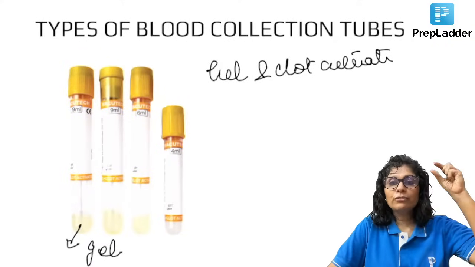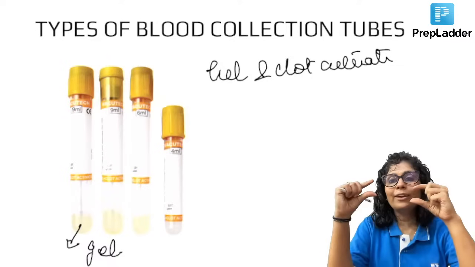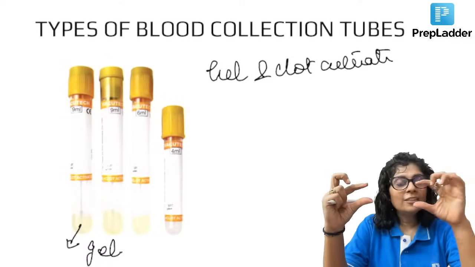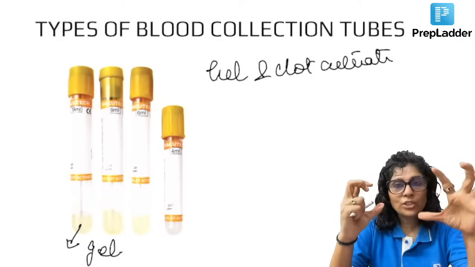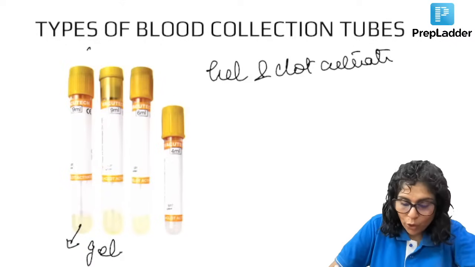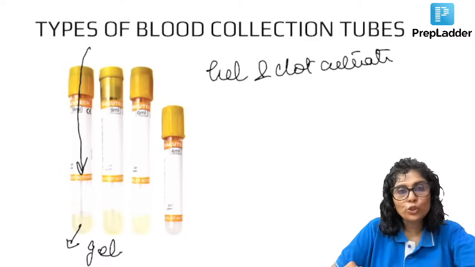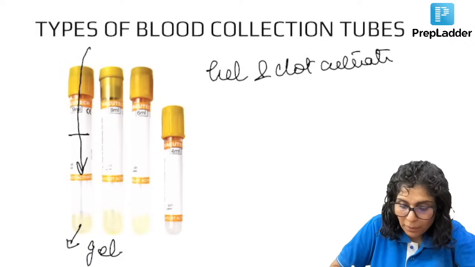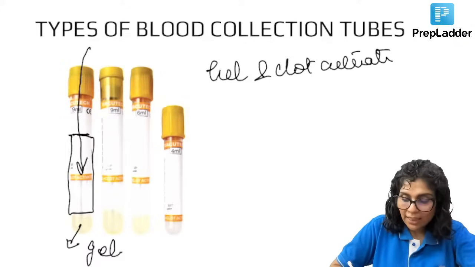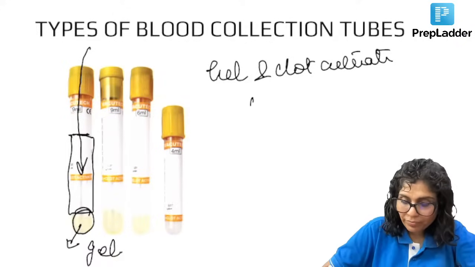So what is the difference between a red top tube and yellow top tube? Both have a clot activator. Red does not have a gel, yellow has a gel. What is the use of gel? When there is a gel, you collect blood sample into this tube. When you collect, blood sample will stay above the gel. Okay? But when you centrifuge, the gel will rise up.